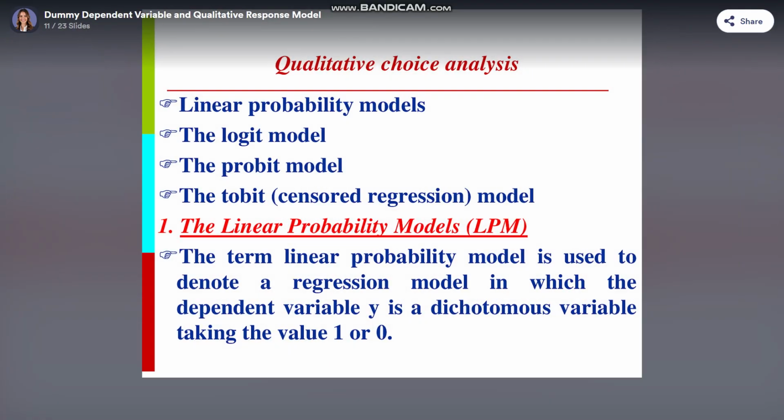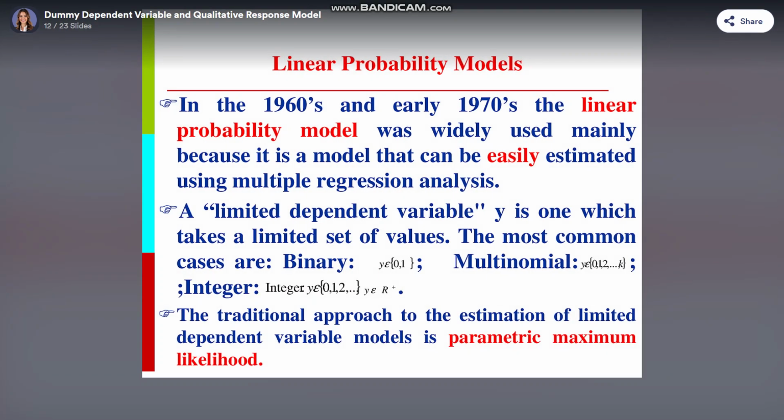There are several approaches to estimating binary response models. The four most common are the linear probability model, the logit model, the probit model, and the tobit model. Each offers a different way to handle the binary nature of the dependent variable. The linear probability model, popular in the 1960s and early 1970s, is straightforward to estimate using multiple regression.